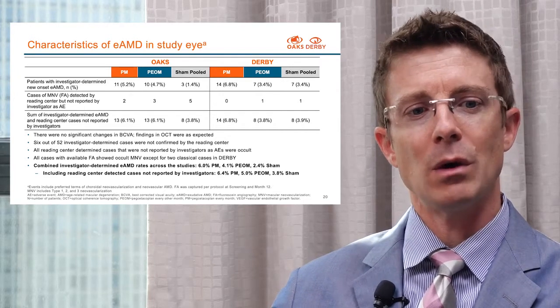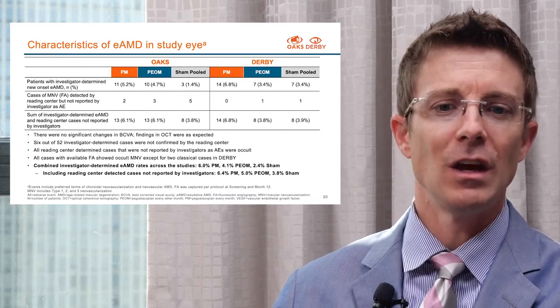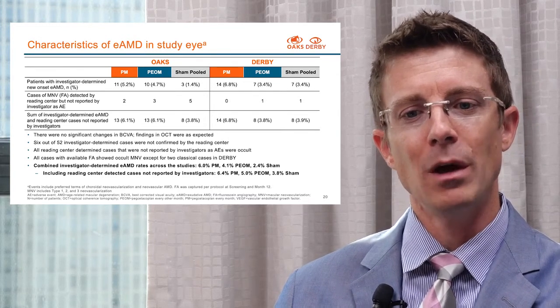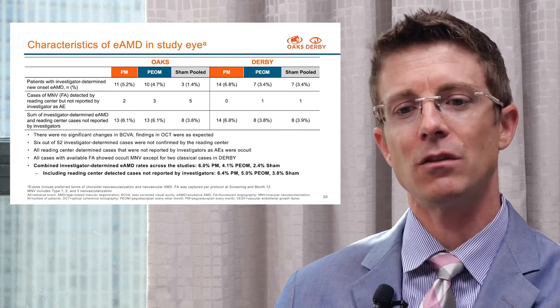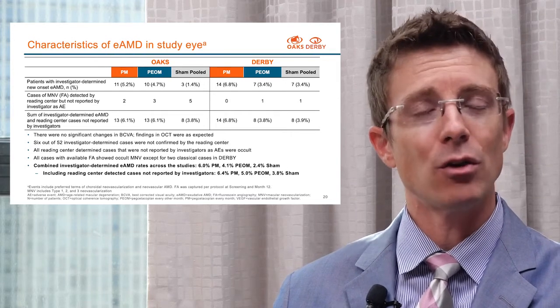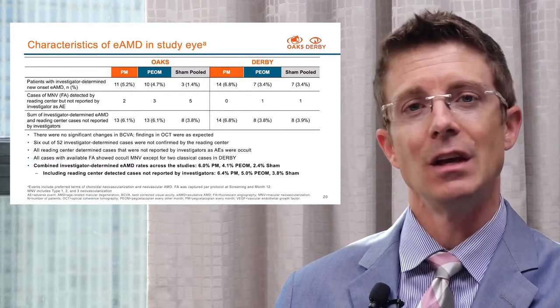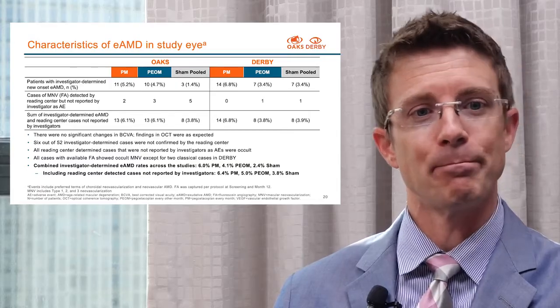When we combined and looked at investigator-determined exudative AMD across the studies, there was a 6% conversion rate in the primary monthly arm, 4.1% in the primary every other month arm, and 2.4% in the sham arm. So again, it was better tolerated, with less of this complication or side effect than what was seen in the PHILLY study, which I think is welcome news to the retina community.